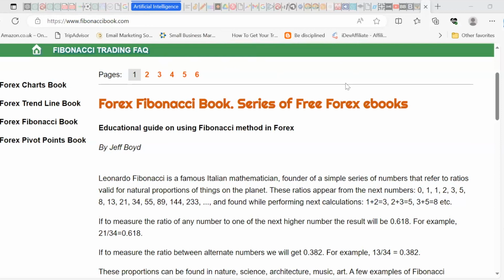All right. Our focus today is on mastering Fibonacci retracements for successful trading.